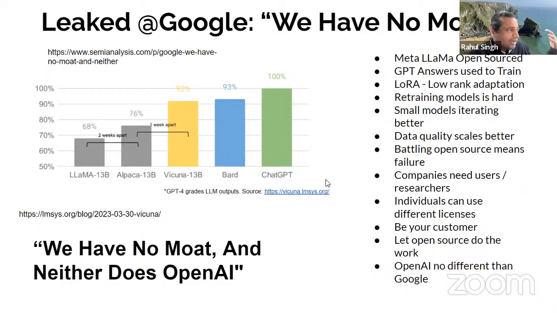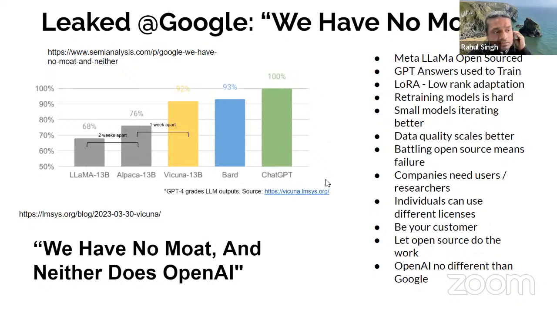Let open source do the work, right? So they're basically telling Google, put your stuff out there. Don't try to control it. People will work on it. If it's good, they will give us feedback, and then we'll just have our model being used everywhere.